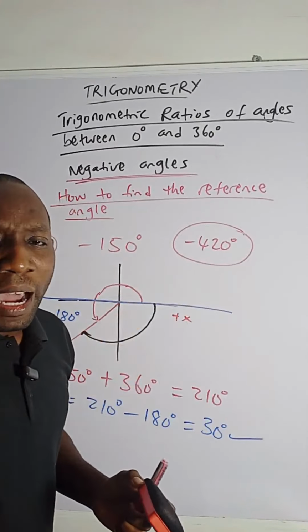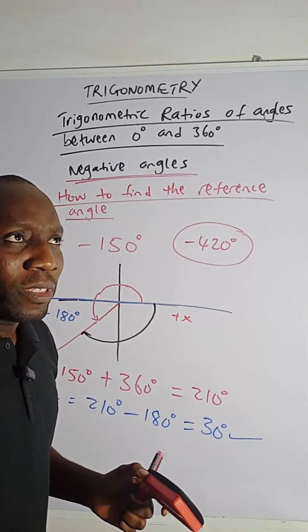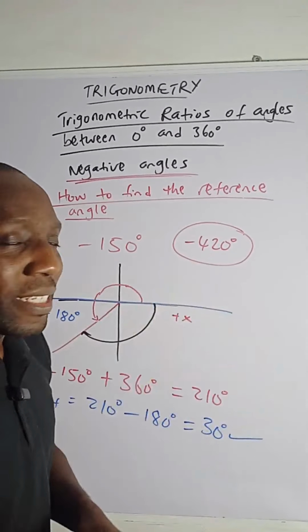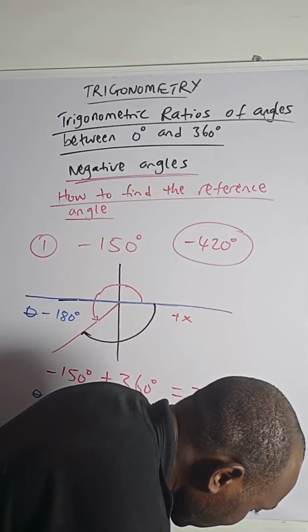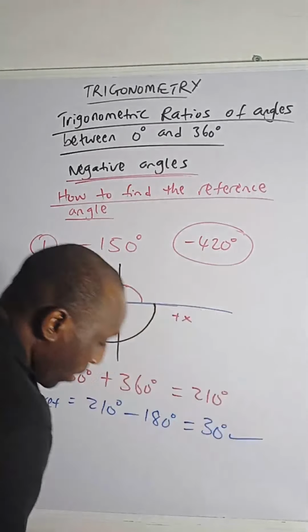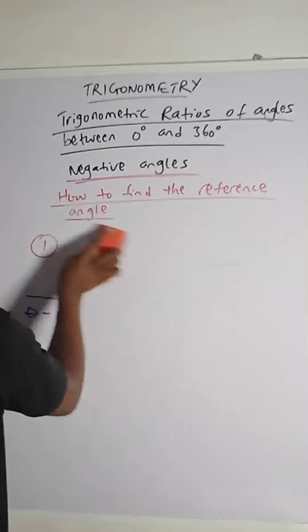Okay, now everybody, let me give you something to do before we now talk about, I don't know which, I know it as CAST. Okay, I know it as CAST. Some people have different ways of determining which trig ratio lies. Thank you, Peters. Thank you, Abubakar. Thank you so much. Yeah, so that's it.